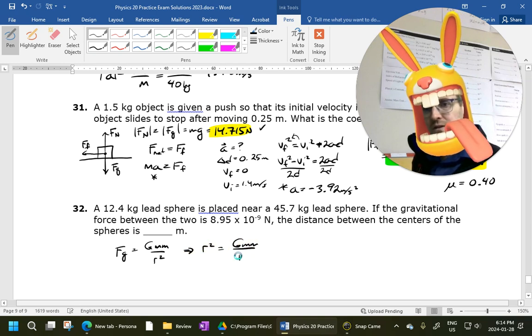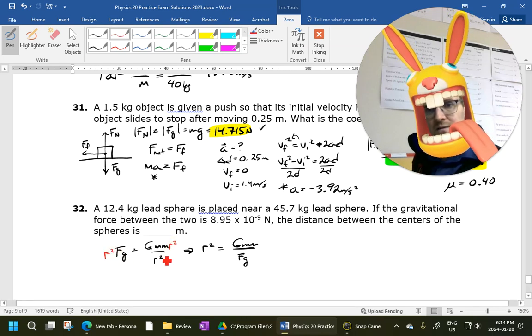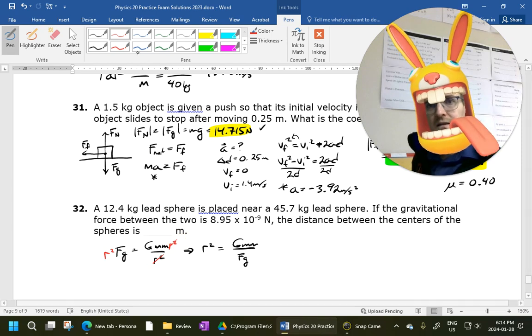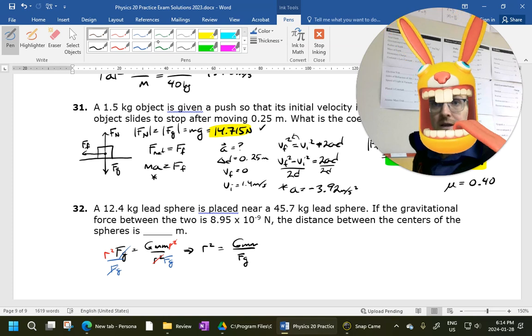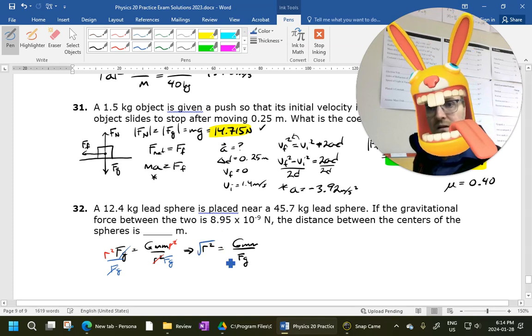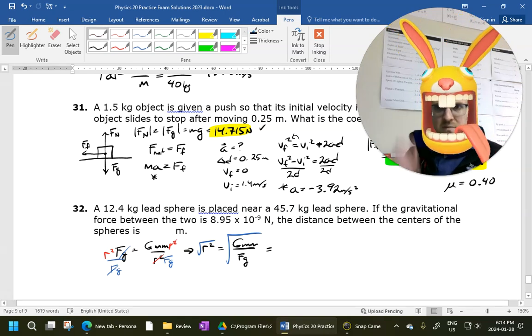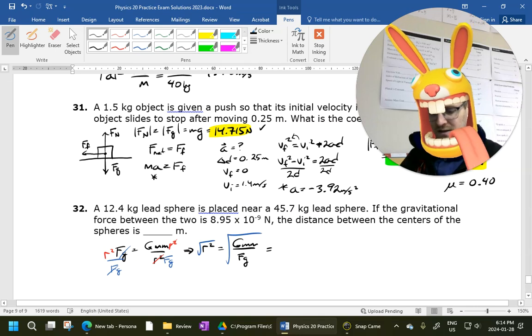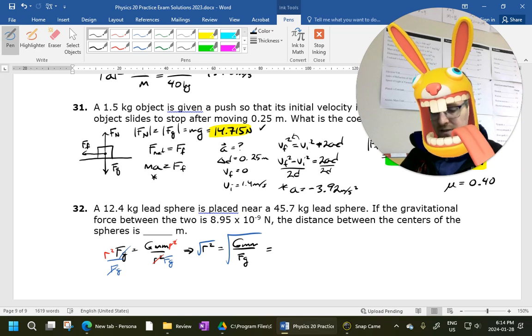by rearranging the equation. So multiplying the r squared up to both sides, and then dividing Fg down to the other side, right? And the last thing to do is take the square root of both sides. This is an easy question. What does it end up being? So remember, G is 6.67 times 10 to the negative 11, times my mass times the other mass, divided by the Fg. And the last thing I'm going to do is take that square root, right?